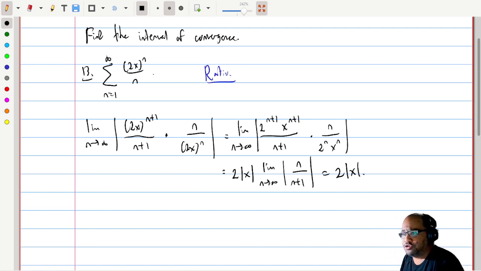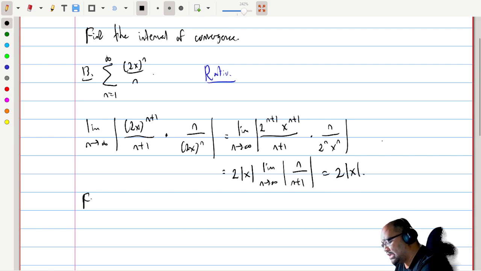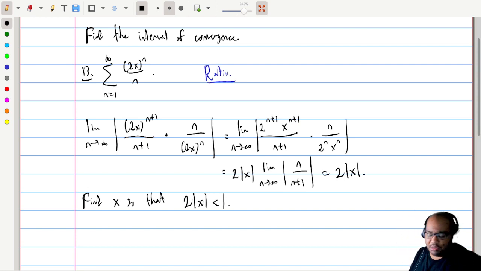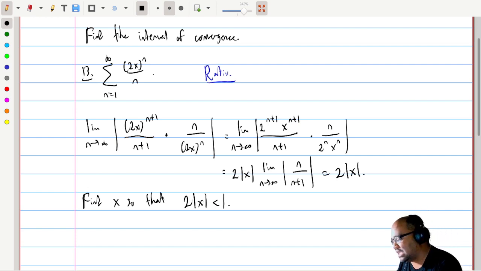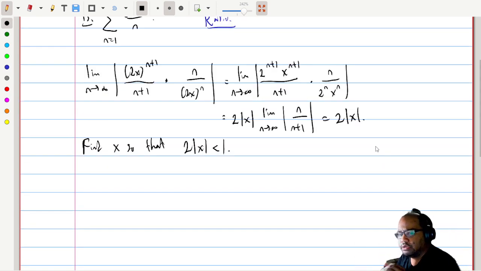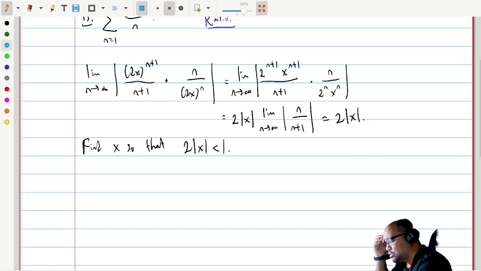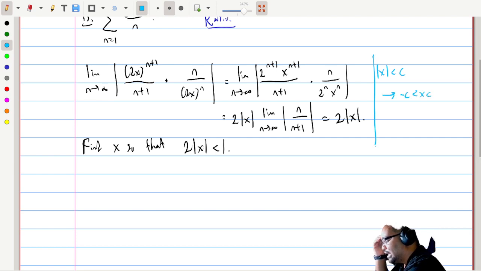So in order for this to converge, I need to find x so that that limit is less than 1, so that 2 absolute x is strictly less than 1. Remember, the conclusion of the ratio test says that in order for my sum to converge, the limit in the ratio test has to be less than 1. And so we remember how to handle our absolute value inequalities. If I have absolute value of x less than c, that means I have minus c less than x less than c.